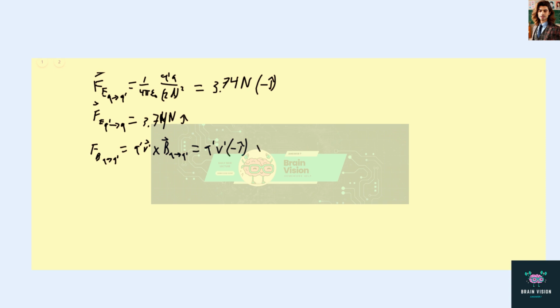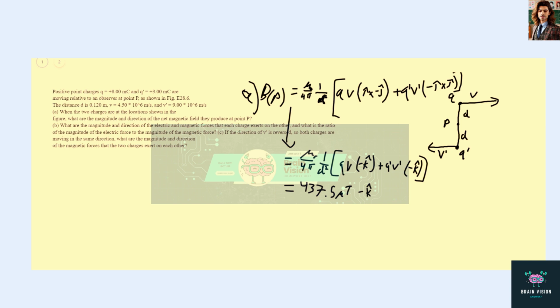And that's going to be crossed with the magnetic field of Q acting on Q prime. So we've already shown this before. So that's going to be mu naught over 4 pi, 1 over 2d squared. So it's 2d instead of d now, because that's the distance away that the Q prime is from Q. So it's going to be the same thing, except it's going to be 2d squared here.